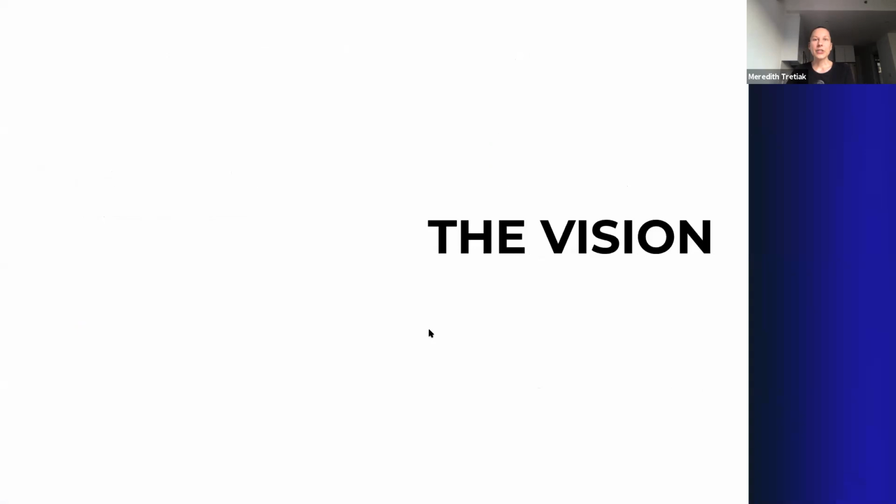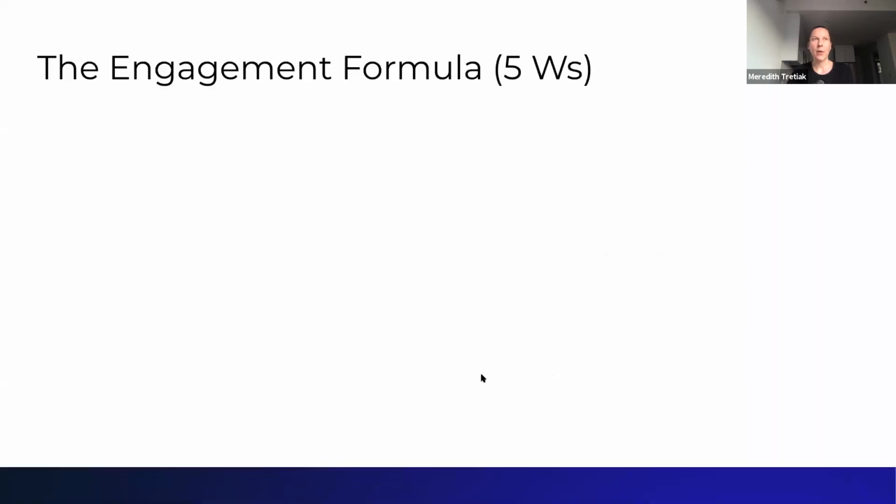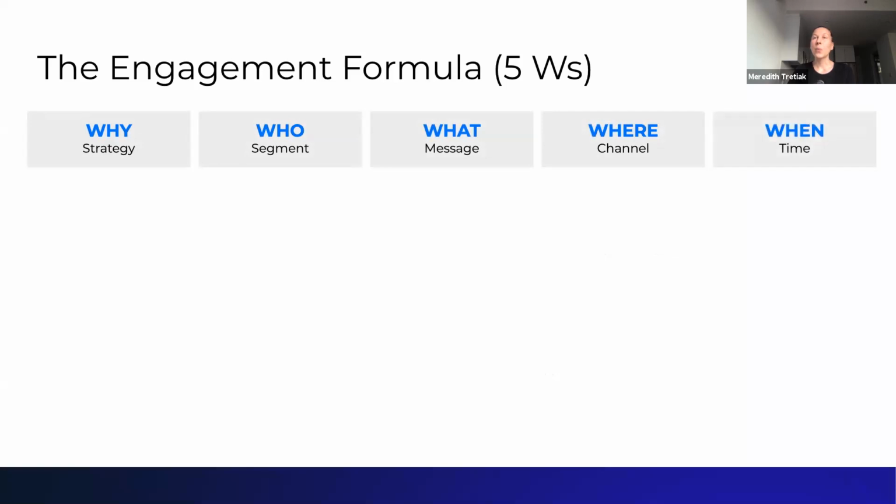So connecting this to our product vision, what are we doing at CleverTap to make this possible and create a tool that helps our customers engage and take emotion into account? If you think about the engagement formula, which I look at as basically the 5 W's, you have why, which is the strategy, who, what, where, and when. And I think a lot of people on the call are current customers. So you can see how these are the pieces that are included with any engagement campaign that you send out.